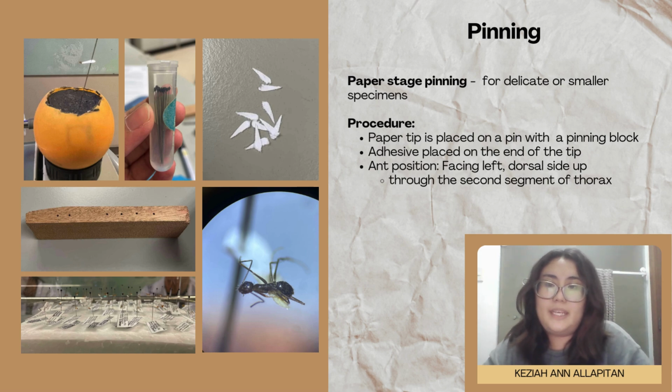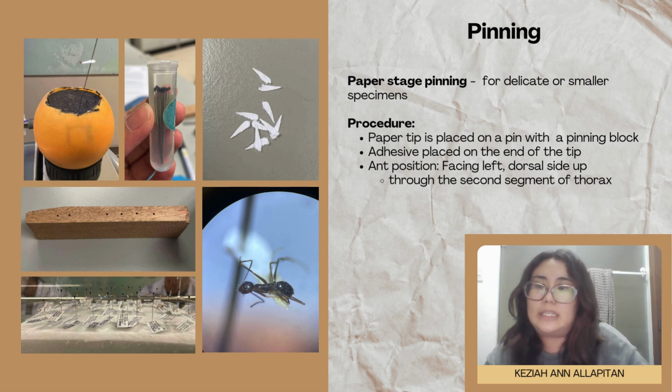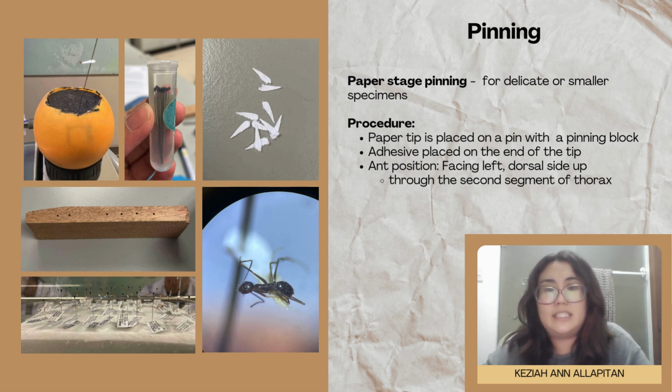The method of pinning insects and paper stage pinning are essential techniques in entomology. It is employed to preserve and display insect specimens for scientific study. The paper stage pinning is often used for delicate or smaller specimens. In this case, we utilize an ant, securing them in place without damaging their fragile bodies.